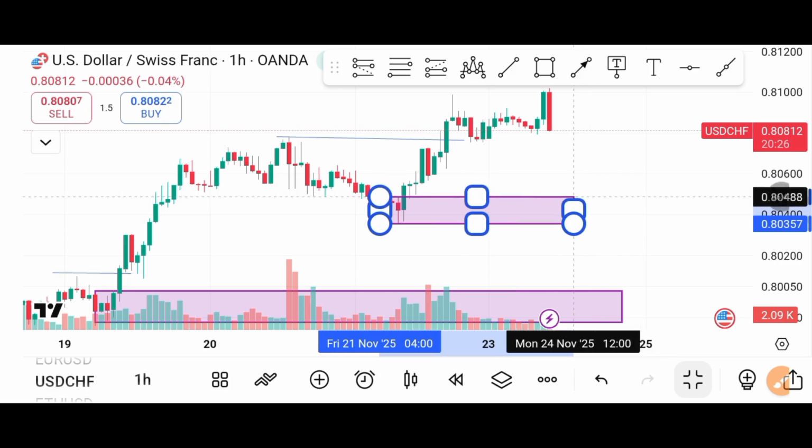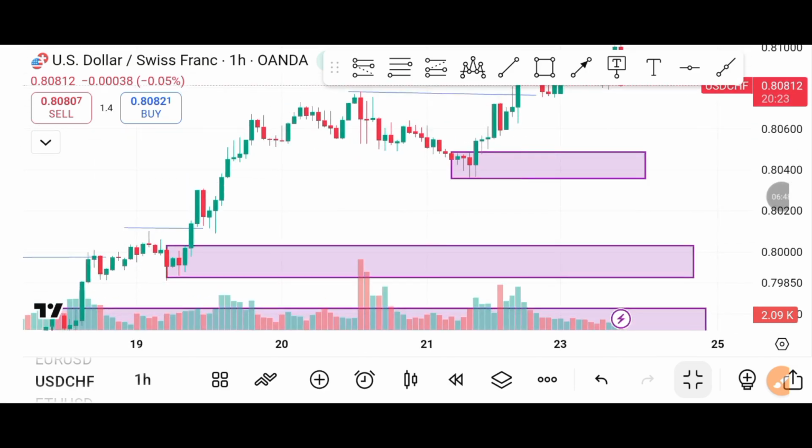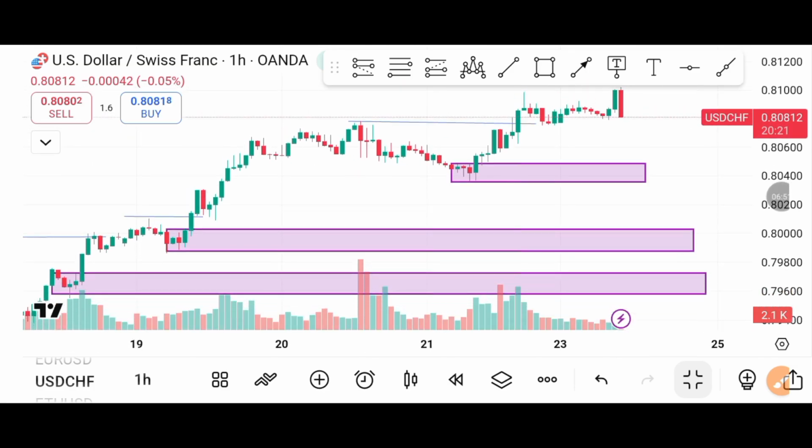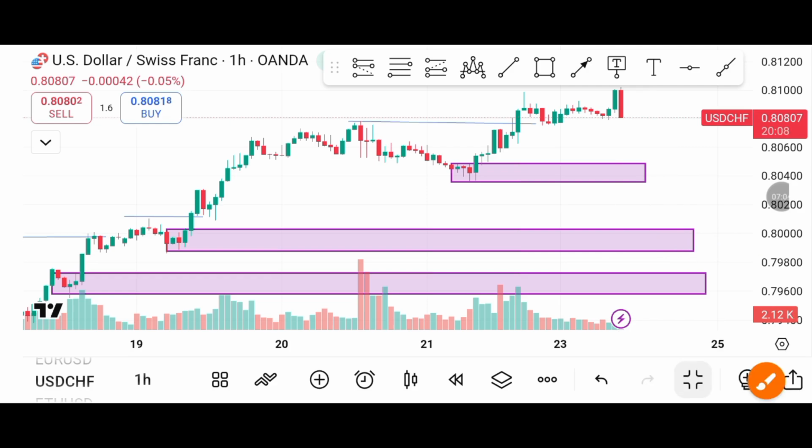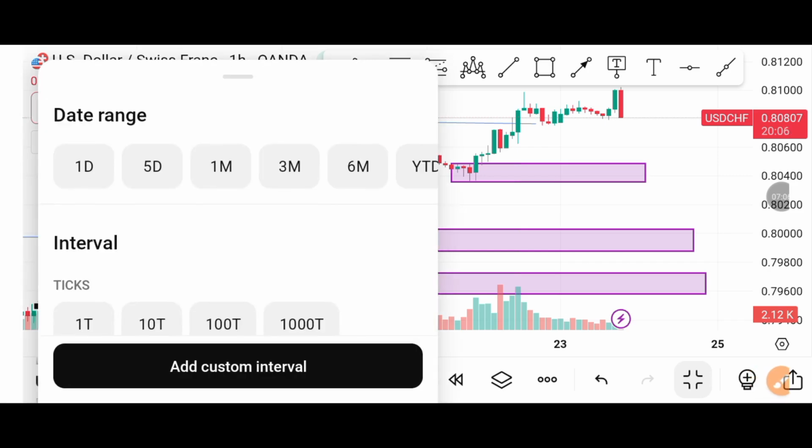So price could respect this zone for sure. But then we have majorly 2 other blocks and a demand zone. And you can see price retracing back from this level. It's currently retracing back, but we can't just conclude. We have to move over to the lower time frames. So let's look at the 30 minutes time frame.